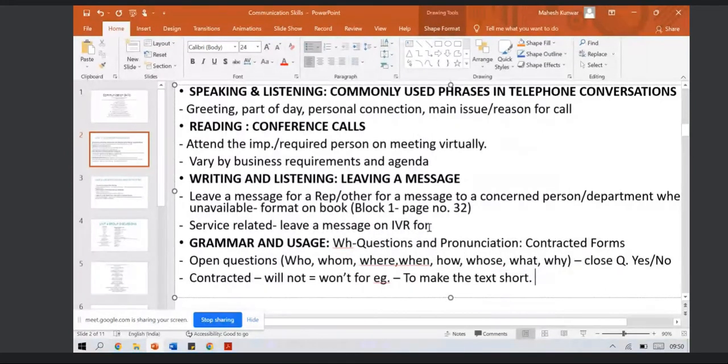WH questions are the questions that start with WH: whom, who, where, when, how, whose, what, why. These are also called open questions. WH questions are also called open questions, and the other kind is the closed question, like a question tag. There are two types of question, open question and closed question. The answer to a closed question is yes or no, while the answer to an open question may be anything as per the situation.